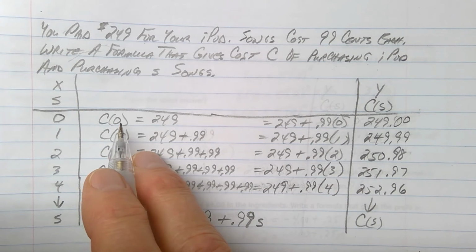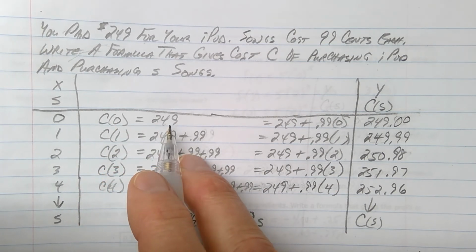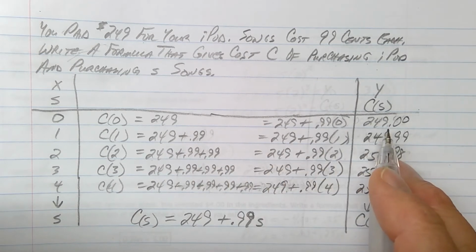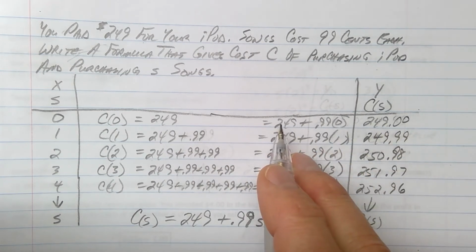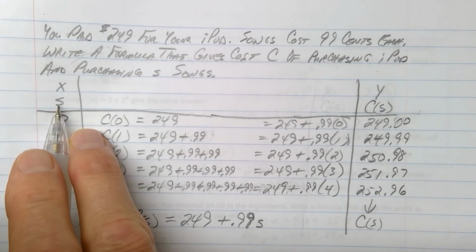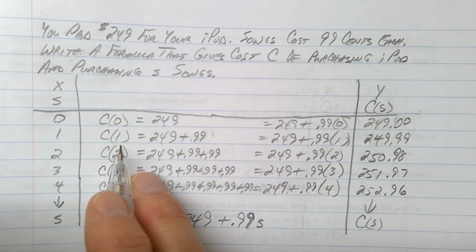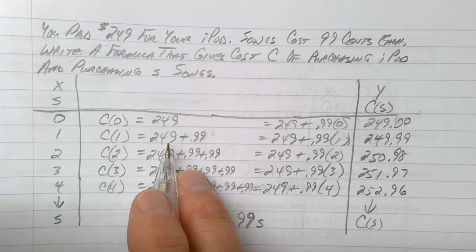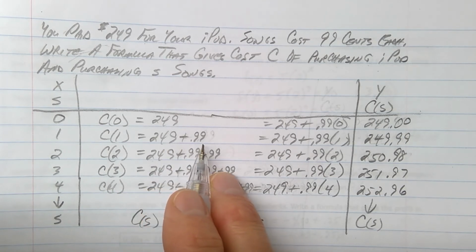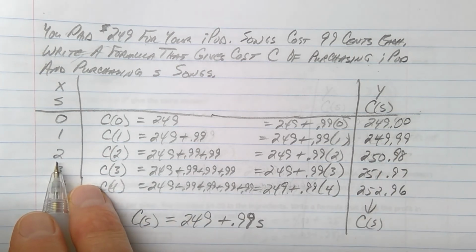What do I start out at when I've bought no songs yet? Well, it's just cost me $249. All right, that's my initial value. That's my starting point, $249. I like to put that right after the equal sign. What happens after that? Well, let's buy one song. All right, this is my X. Let's buy one song. Well, now my cost is $249 for the iPod plus a song for a total of $249.99. Let's buy two songs.